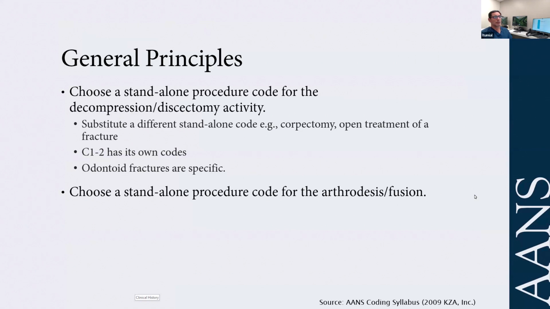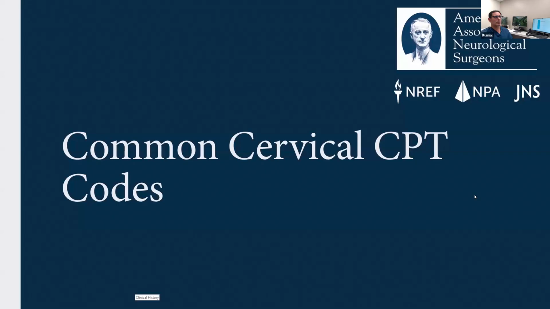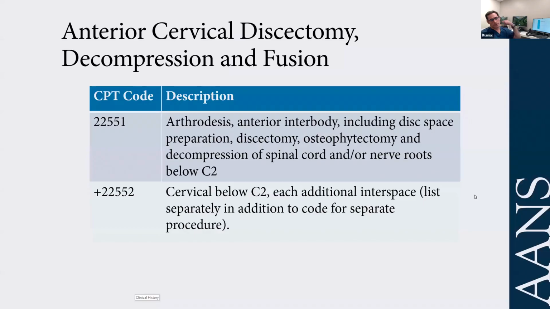And then C12 has its own codes. C12 arthrodesis is a completely different kettle of fish. Odontoid fractures are very specific. So those are not going to be covered in this. There are more coding resources on the INS website. And so we should go into these common codes.